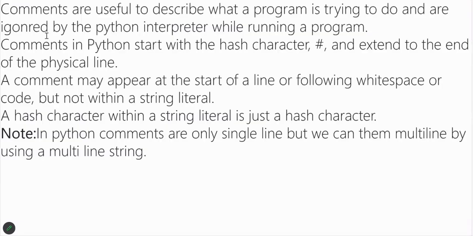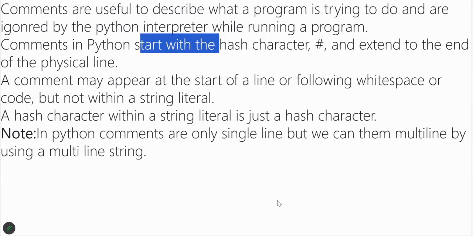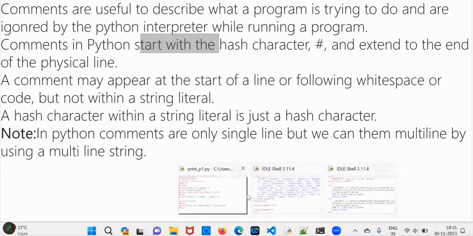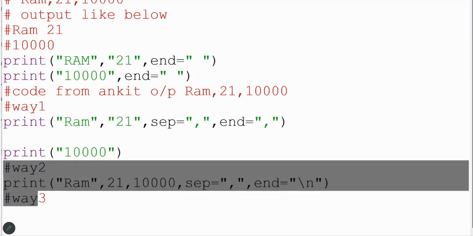So comments are like we can give single line comments as well as multi-line comments. As you know, the purpose is to describe what your program is trying to do, and these are ignored by the Python interpreter while running a program. Whatever you write after the hash symbol is totally ignored by Python. So yesterday, whatever we have written here, these all 4 lines are ignored by Python, and we can see them in red color in the IDLE.